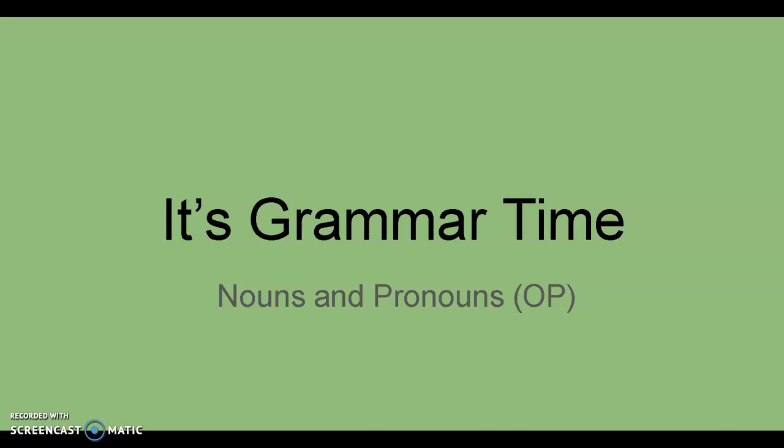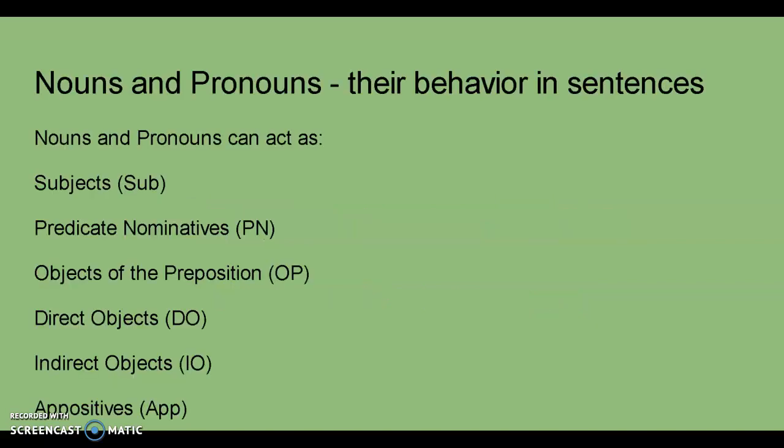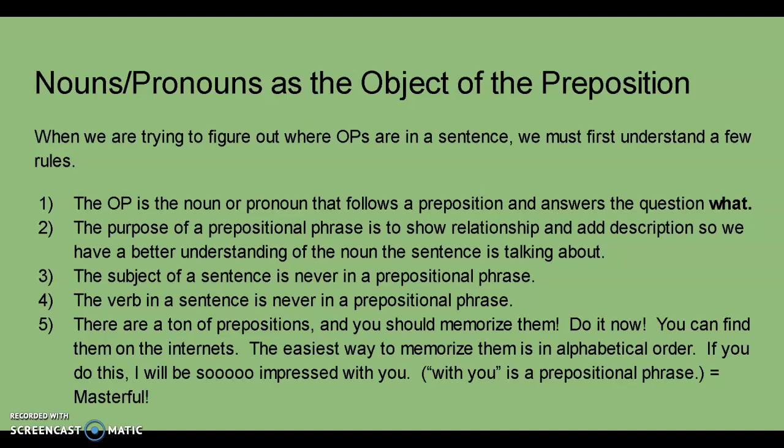It's grammar time. Nouns and pronouns acting as objects of the preposition. While nouns and pronouns behave in different ways in sentences, this lesson focuses only on objects of the preposition. When we're trying to figure out where objects of the preposition, or OPs, are in a sentence, we must first understand a few rules. The OP is the noun or pronoun that follows a preposition and answers the question what.